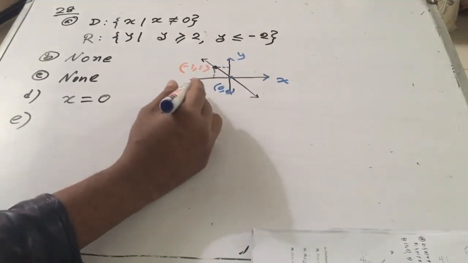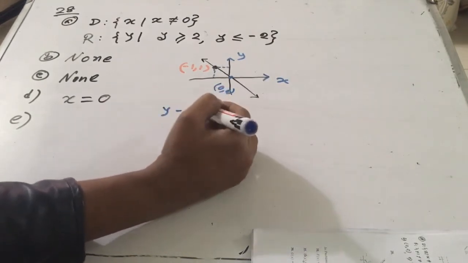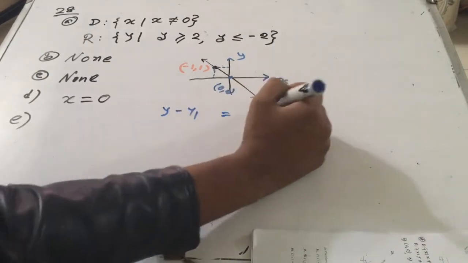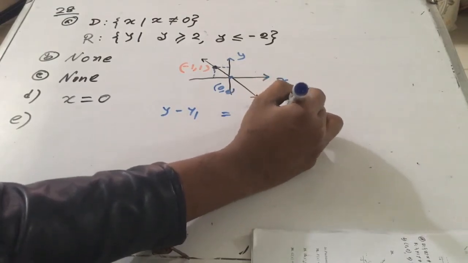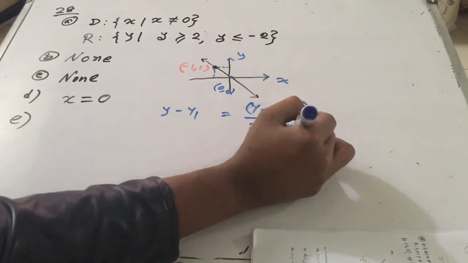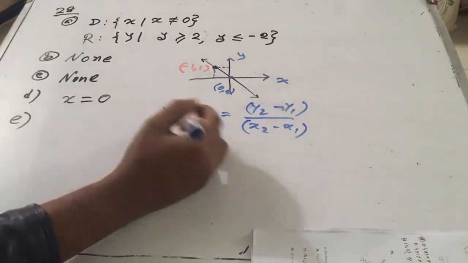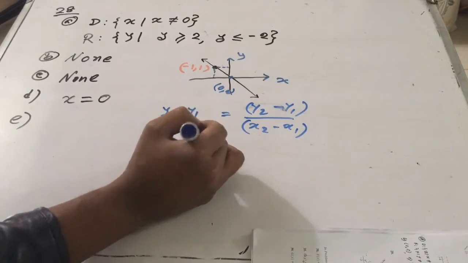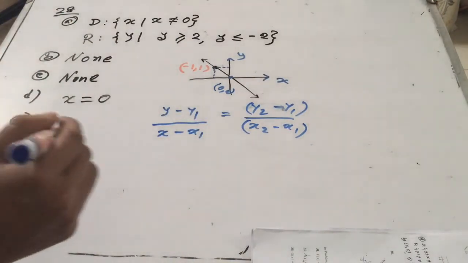So our formula here to find out the equation of the line is y minus y1 equals y2 minus y1 divided by x2 minus x1, times x minus x1. I can write it here, or I can write it there also. Both sides are fine. So that is the formula for finding the equation of the straight line.